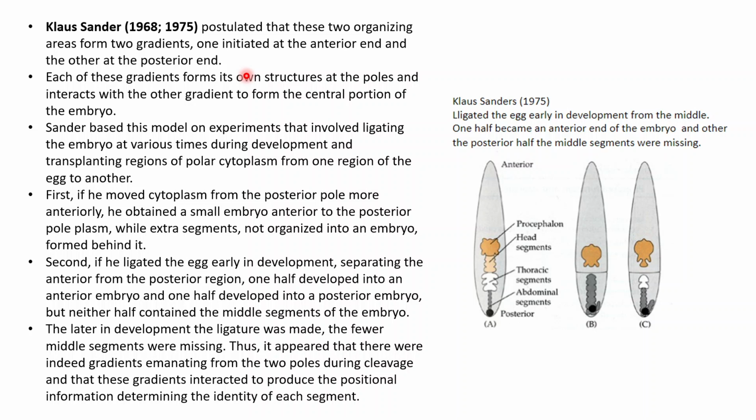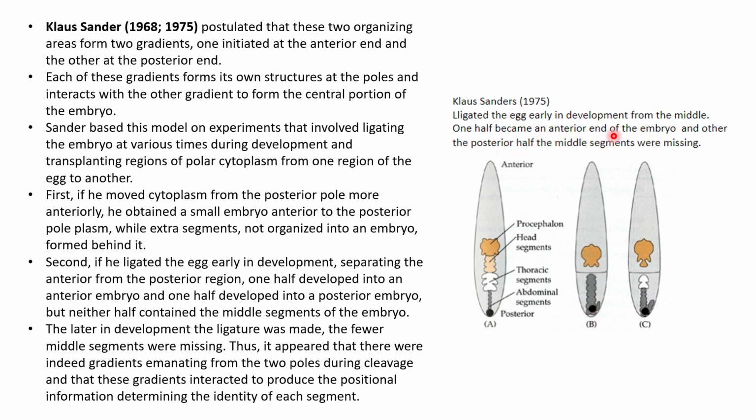So if you see, Claus-Sanders 1975 postulated that two organizing areas form two gradients, one initiated at the anterior end and the other at the posterior end. So what he did, he ligated the early egg in the development from the middle. One half became the anterior end of the embryo and the other posterior half, the middle segments were missing. So when he tied this in the middle of the embryo, what happened actually was the gradient that is formed did not form correctly.